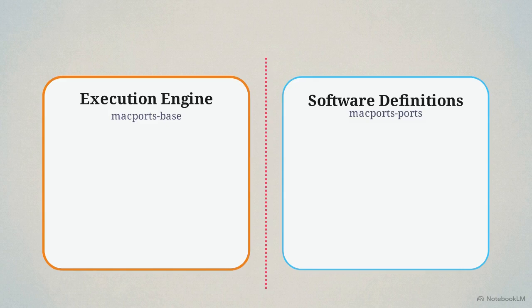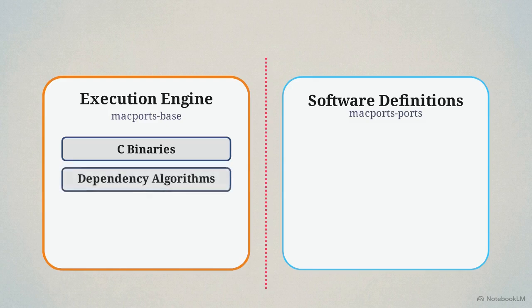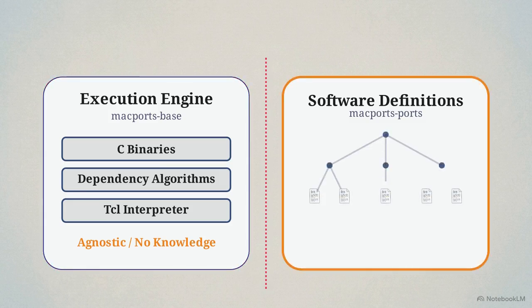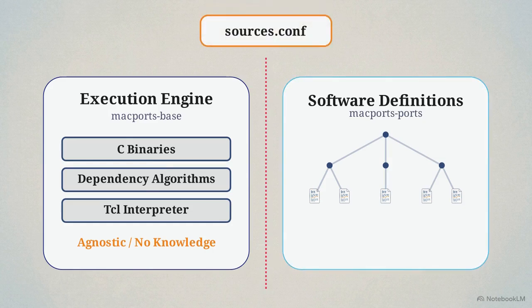This diagram illustrates that split, starting with the primary foundational layer, the MacPorts base engine, known internally as MacPorts base. This engine houses the core C binaries, the dependency mapping algorithms, and a highly isolated TCL programming language interpreter. On its own, this base engine is completely agnostic. It has absolutely no knowledge of specific software packages until it is explicitly routed to a source of definitions.